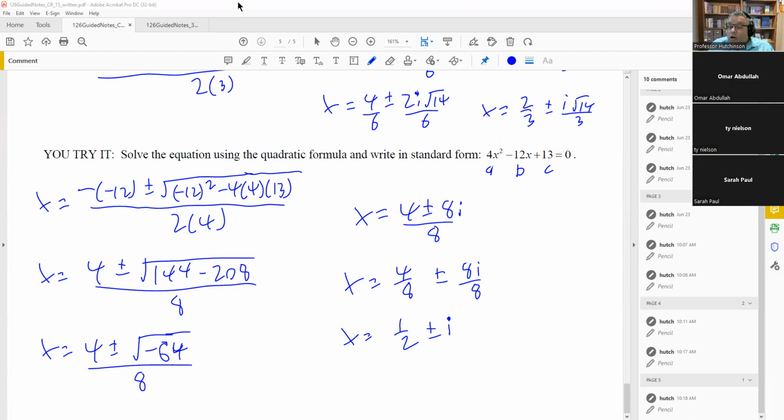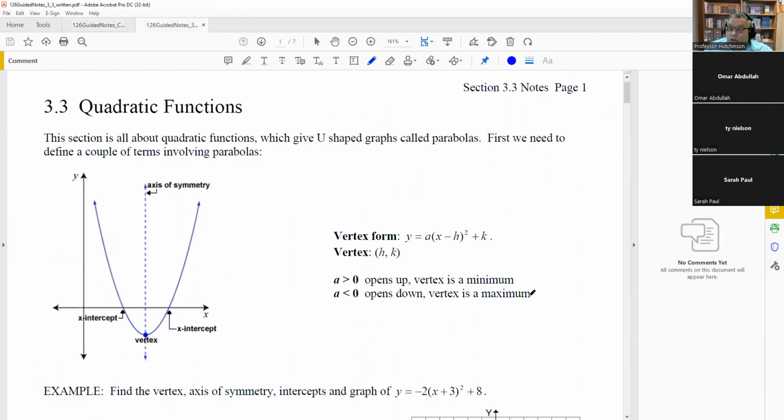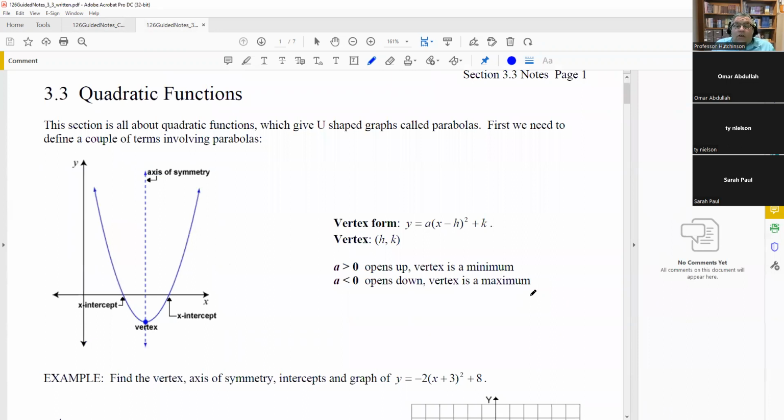So the whole point of doing all this and working with imaginary numbers and everything is because we might get some imaginary answers in the next section, 3.3, when we find quadratics. So 3.3 is going to be the quadratic functions. And so here's a bunch of definitions. I'll just leave it up there for you to see.